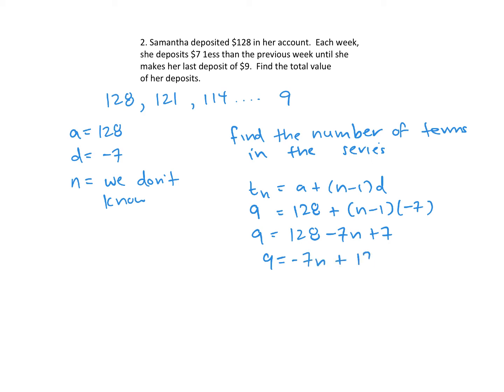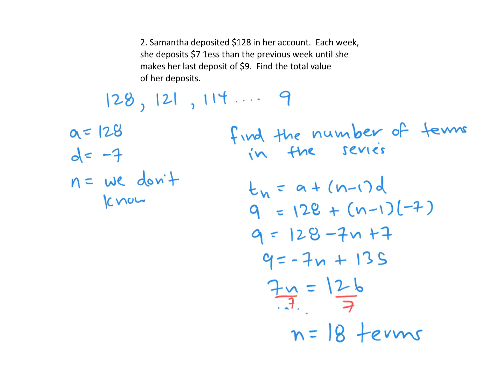That gives 135. And then we're going to solve for n, so I'll bring the negative 7n to the left to make it positive. That makes it 126, and then we'll divide by 7. So divide both sides by 7, and we get a value of n of 18. That means there are 18 terms in this series.